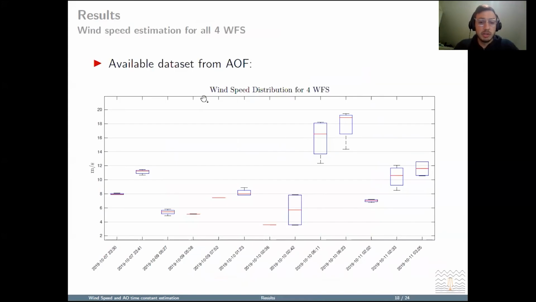Some results here: in this graph, we analyze the results of applying our algorithm to the available data set from the IRF, and we compare the estimation of the four reference sensors. So here it's presented a box and whisker diagram, and we can see that the dispersion is quite low in comparison with this one, and that the estimation is quite consistent. This is for the wind speed.